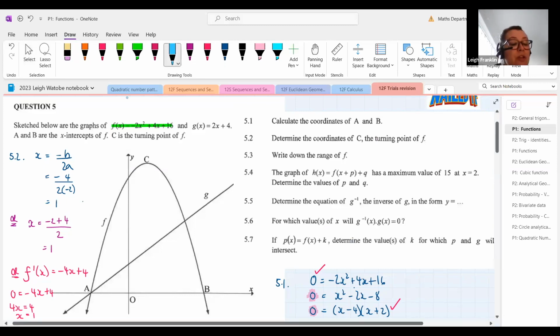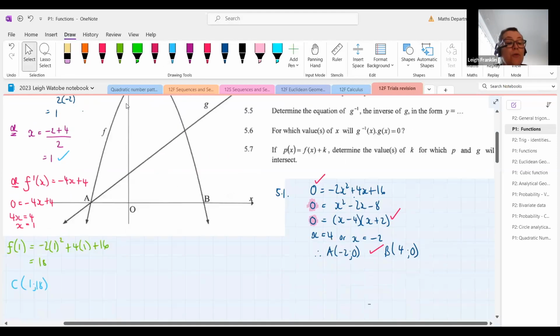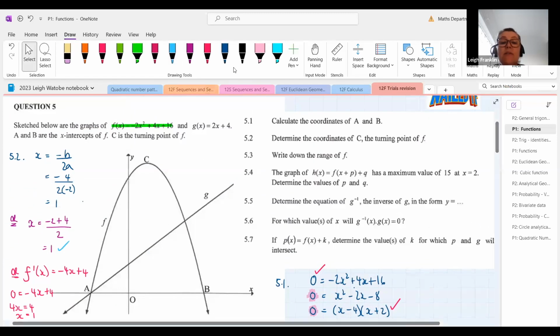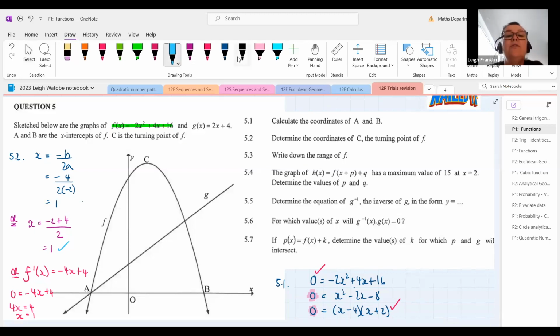So now let's jump into the third question, where they asked us to write down the range. What does the word range mean, matrics? What does the word range mean? Can you guys remember? What does the word range mean?